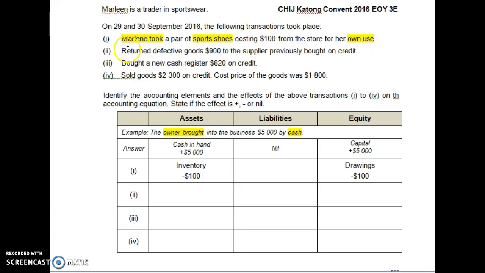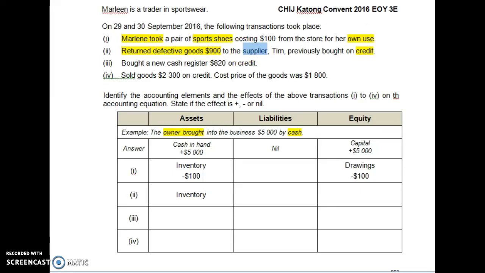So moving along, in transaction number 2, the business returned defective goods to the supplier previously bought on credit. So let's give the supplier name Tim. Alright, because whenever there are credit transactions, you need to have names for the supplier or customers. So here, when the business returned defective goods, and it was initially bought on credit basis, you need to think of the 2 accounts. Obviously, we have inventory here because of the word goods, so we are going to write inventory under assets. The other one, our supplier, Tim.